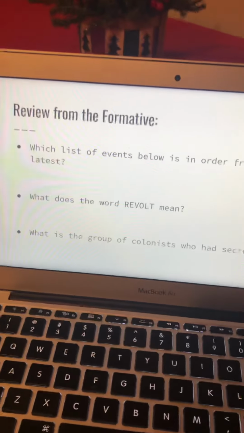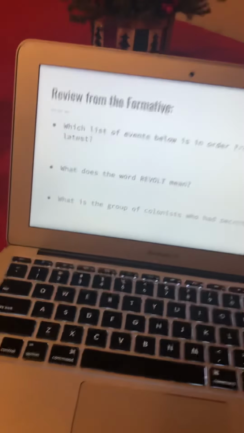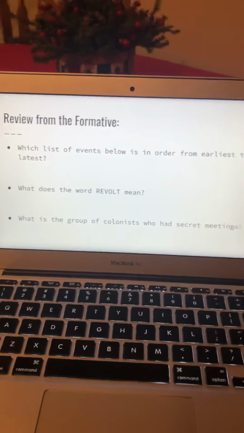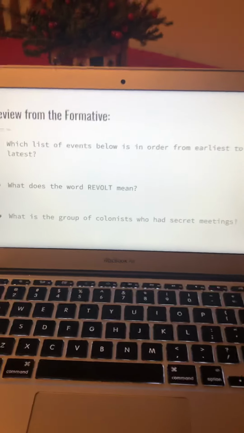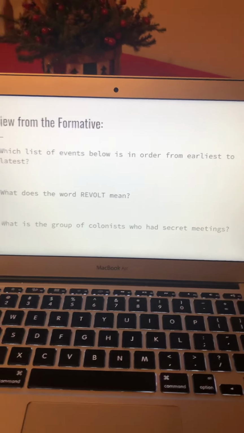What does the word revolt mean? I can't remember what page it is for you guys, but mine is page 4. Revolt: to fight back against someone. I just saw a lot of people didn't get that one correct. If you did, that's amazing. If not, that's okay too. I just want to address that. It's very important because that's on the test too.